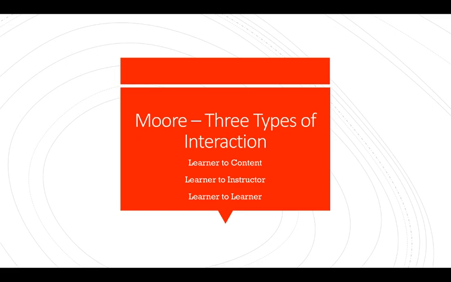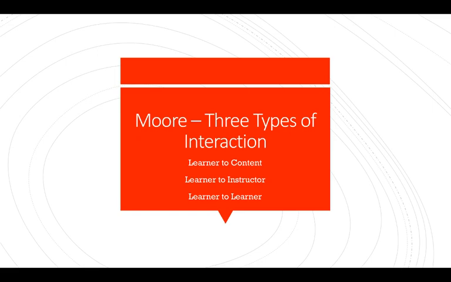So these three types of interaction are the basis for an assignment that you'll do next week when you'll look at a MOOC, or a massive open online course, and evaluate the three types of interaction that happen in this course based on these three elements. Is there learner to content interaction? Is there learner to instructor interaction? And is there learner to learner interaction in these courses?